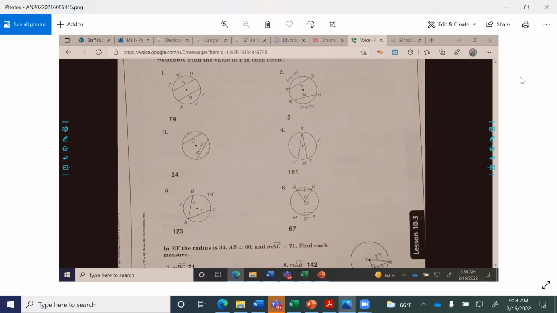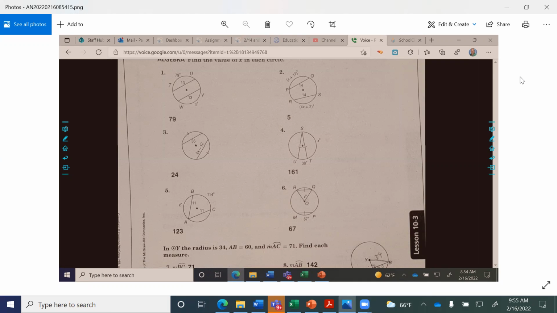On number 5, the one arc that was given to you was the 114. You weren't given either of these. This was labeled as X. Since these 2 chords are the same length, then the 2 arcs had to be the same length as well. So since that's X, this would also be X. We can subtract the 114 from 360. Whatever's left, we divide it in half to get the 2X values, which was 123.